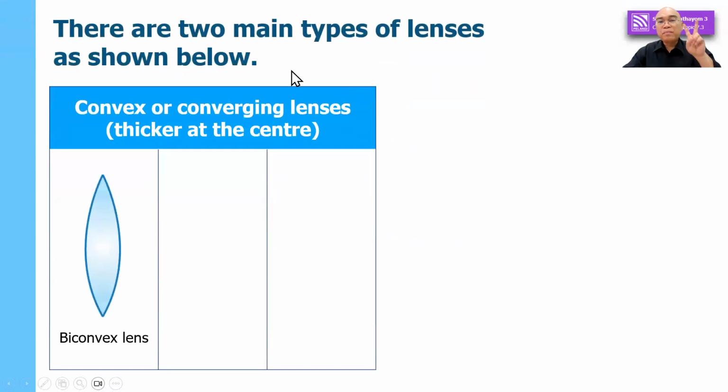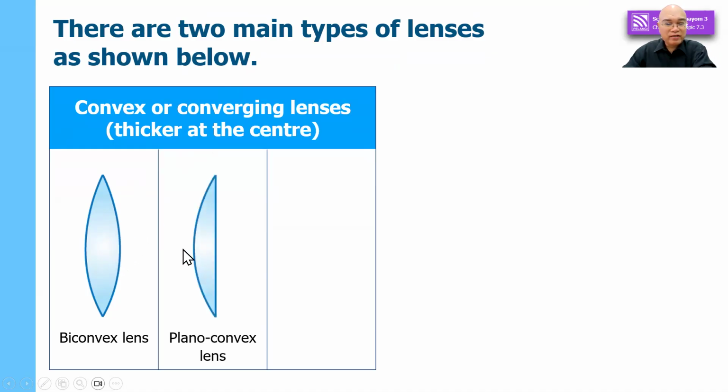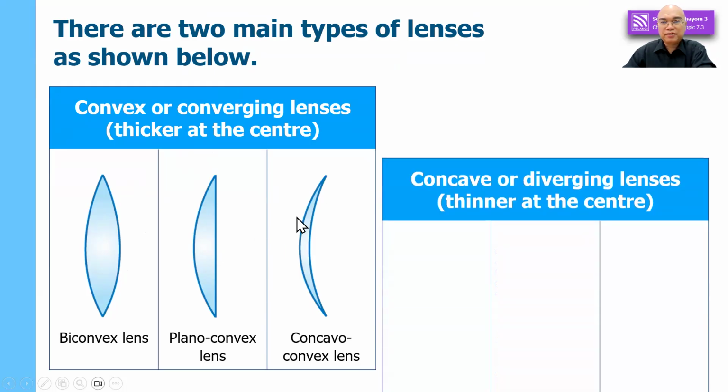There are two main types of lenses as shown below. We have the convex or converging lenses, thicker at the center. And we have another one, the plano-convex lens. And we have the concavo-convex lens. Just see them in the picture here.